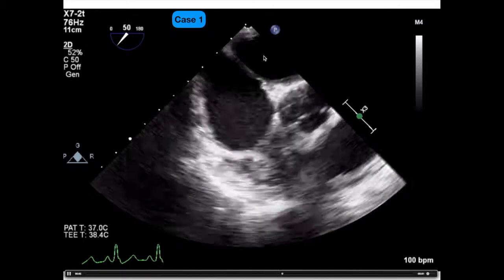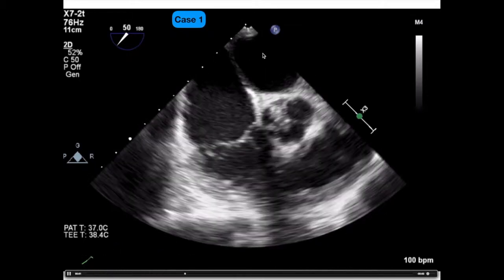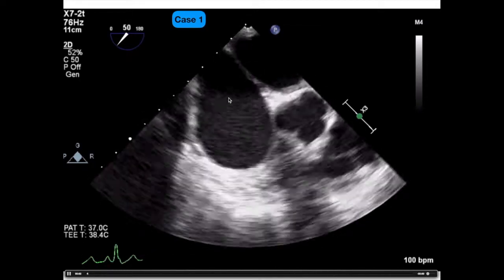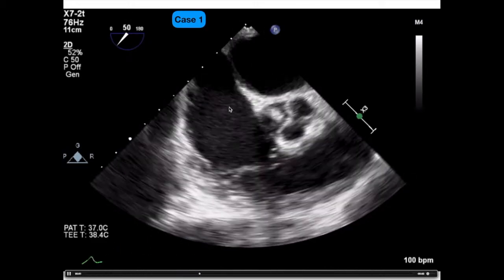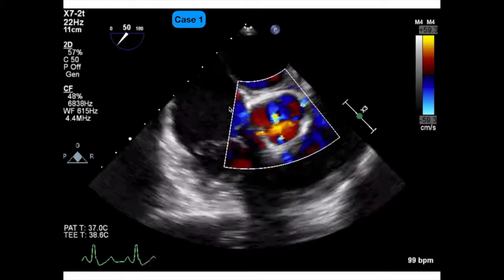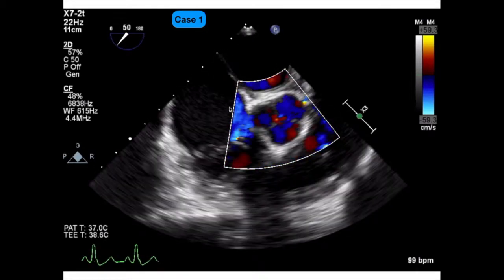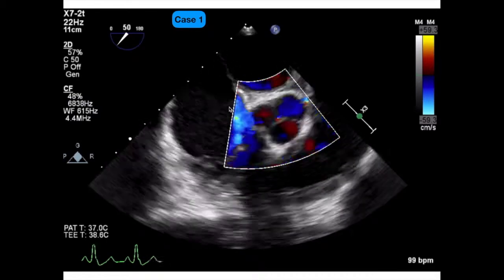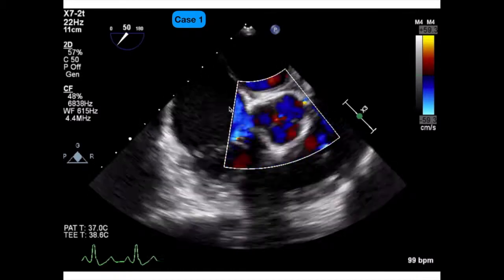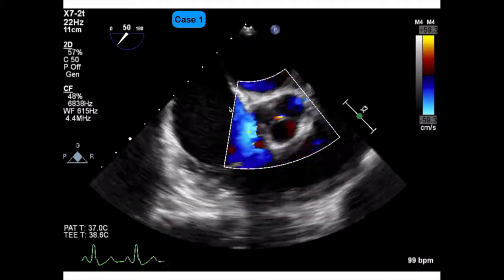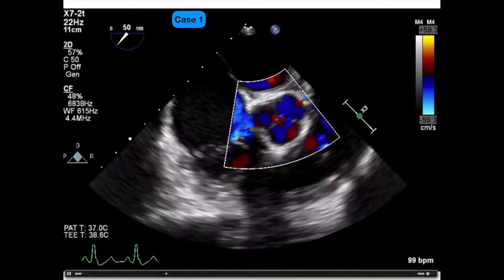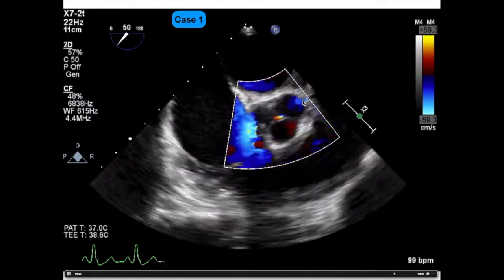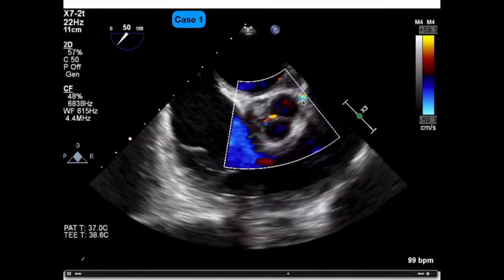The chamber sitting on the esophagus is the left atrium, separated by the fossa ovalis from the right atrium over here. Putting color on the aortic valve reveals a trace central aortic insufficiency, and in systole there is normal laminar flow consistent with a normally opening aortic valve. In other words, there's no aortic stenosis. The other flow we see here over to the right is normal coronary flow in the left main coronary artery.